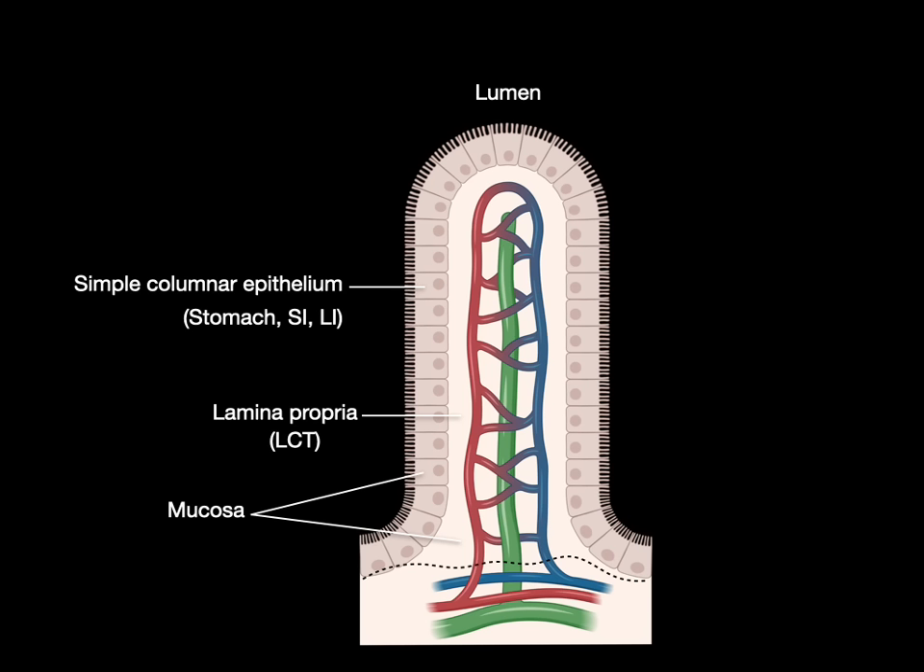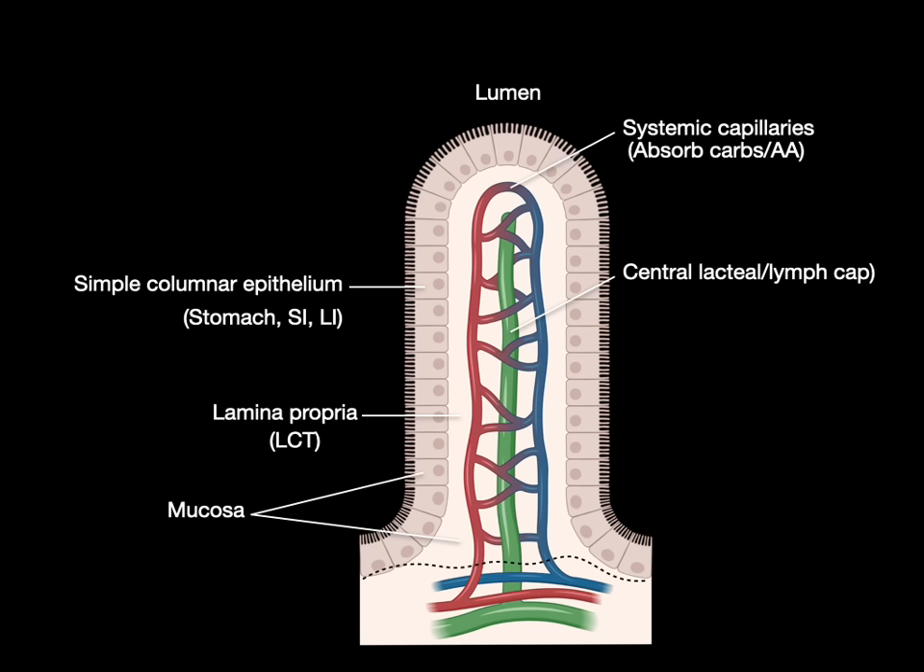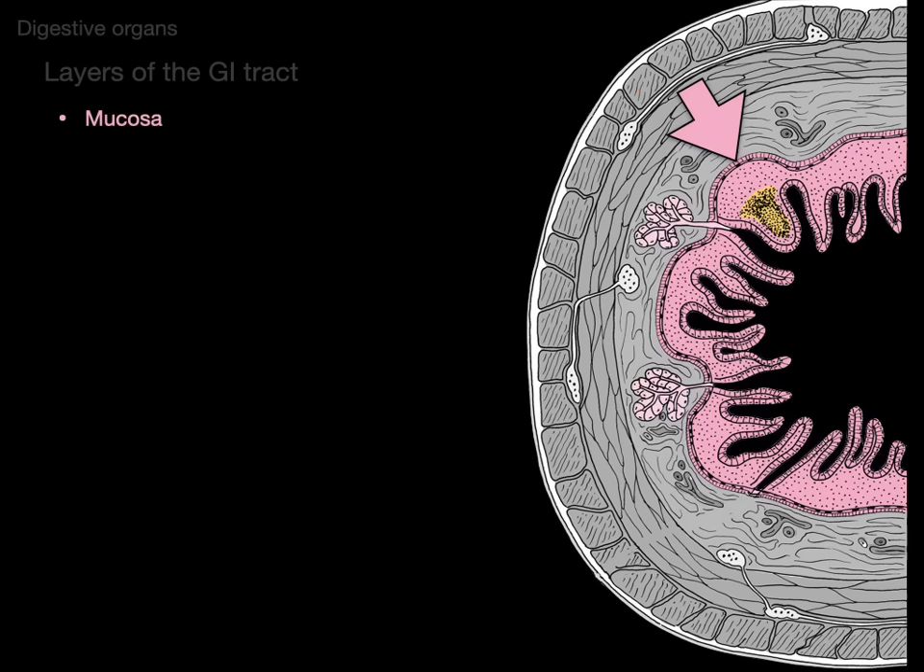And that loose connective tissue houses the systemic capillaries that absorb carbohydrates and amino acids, and the central lacteals, the lymphatic capillaries that absorb fats. So this motif is something we're going to see throughout the digestive system. Deep to the mucosa is the submucosa. It means sub, like a submarine, below.